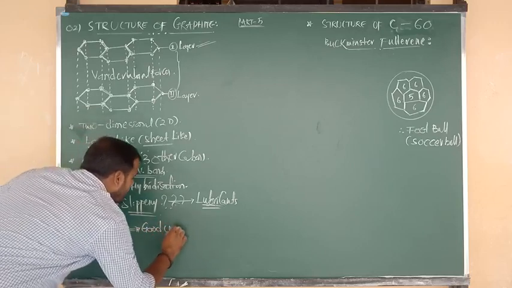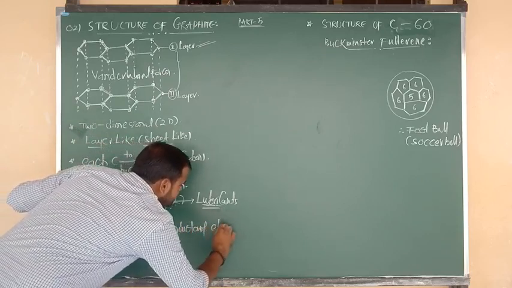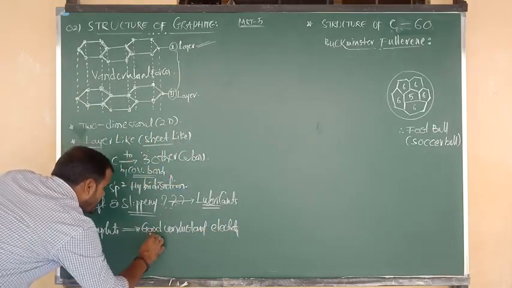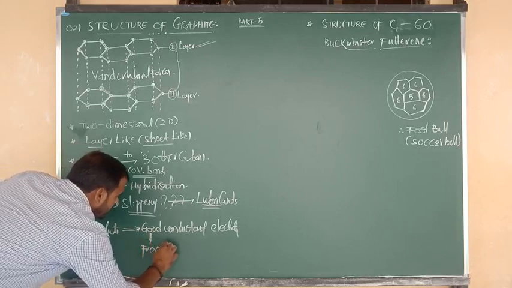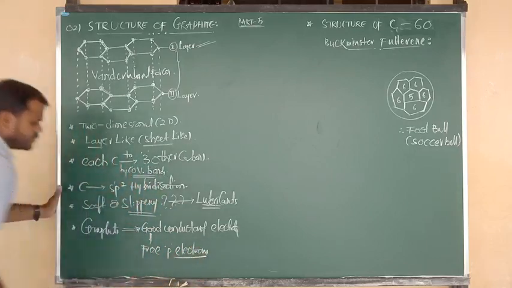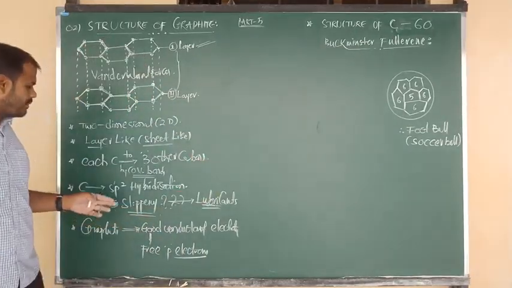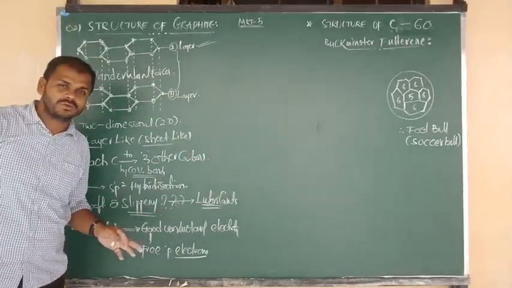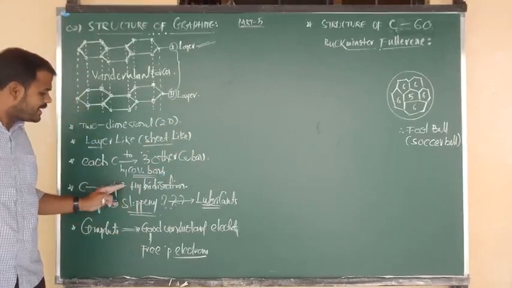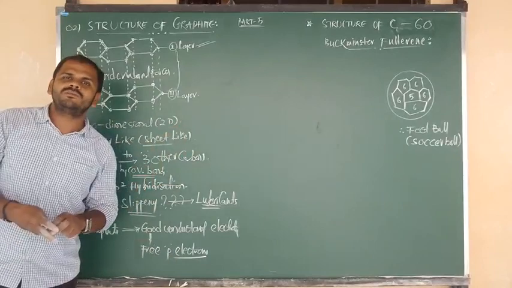Graphite is what? Good conductor of electricity. The reason is it contains free p electrons. So due to the presence of free p electrons, that electron is responsible to carry the current. Here the hybridization is sp2. But in case of diamond sp3, all electrons are involved in hybridization, but here it is only sp2. One more free electron is there, that is responsible for carrying the current.